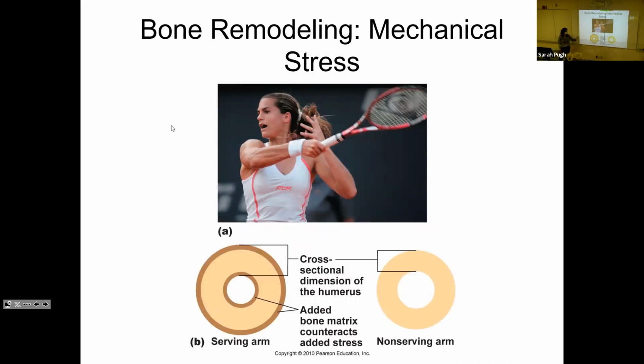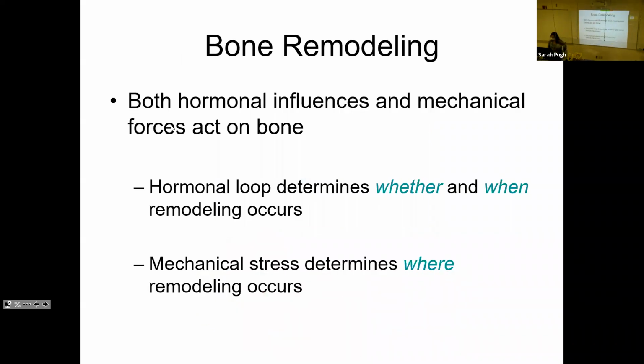This is another example. This is showing a tennis player. This would be if they did like a cross section through the humerus. This would be the serving arm, and this would be the non-serving arm. And you can see how much thicker the bone of the serving arm would be. So for bone remodeling, it's two things that remodel your bone. It's the hormonal loop, it's blood calcium, but it's also stress on the bone. So what we say is that the hormonal loop determines if remodeling is going to happen at all. The mechanical stress will determine where remodeling happens.